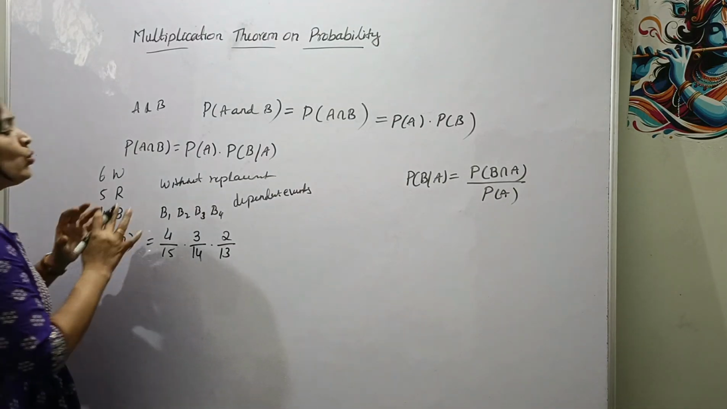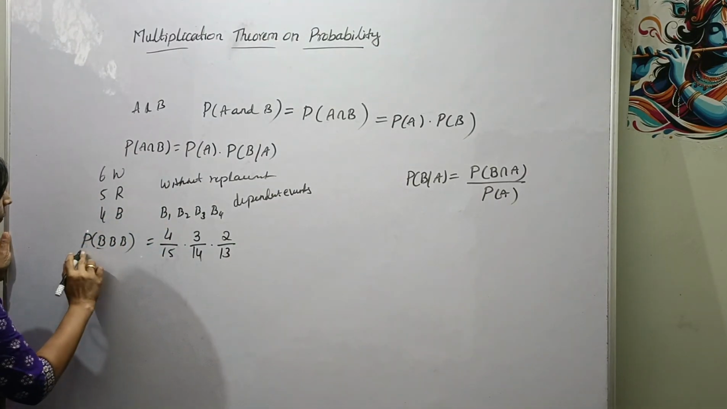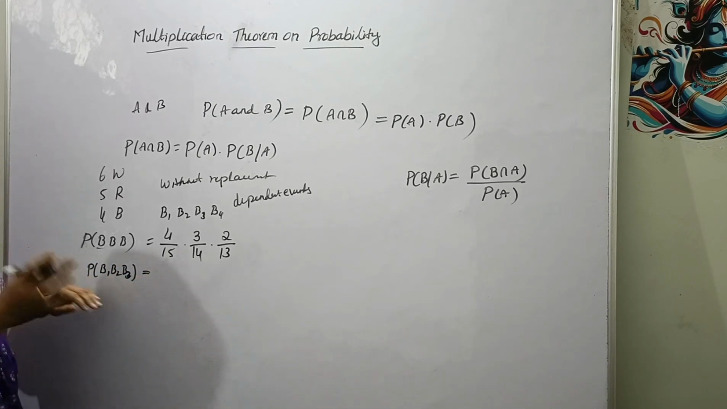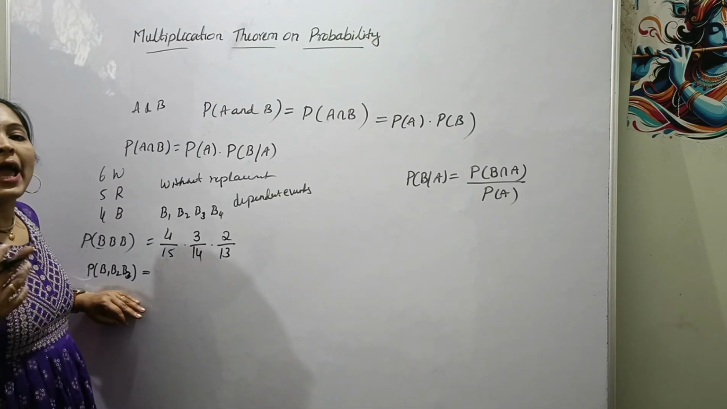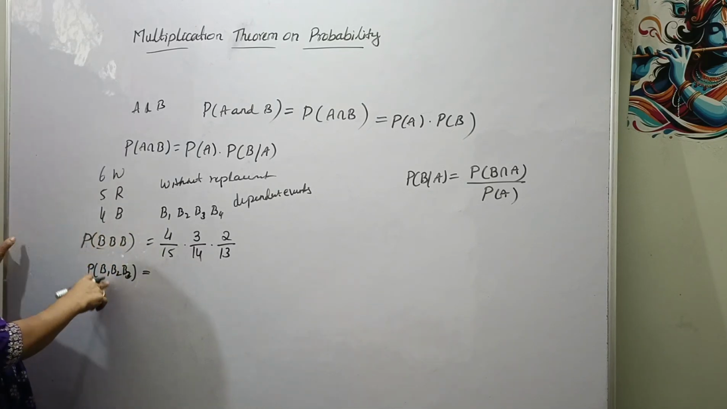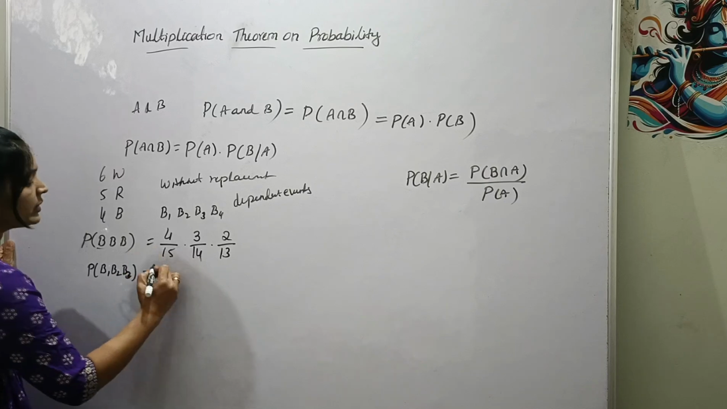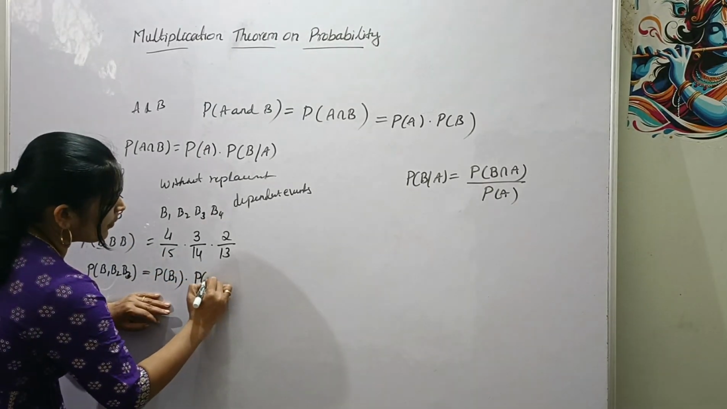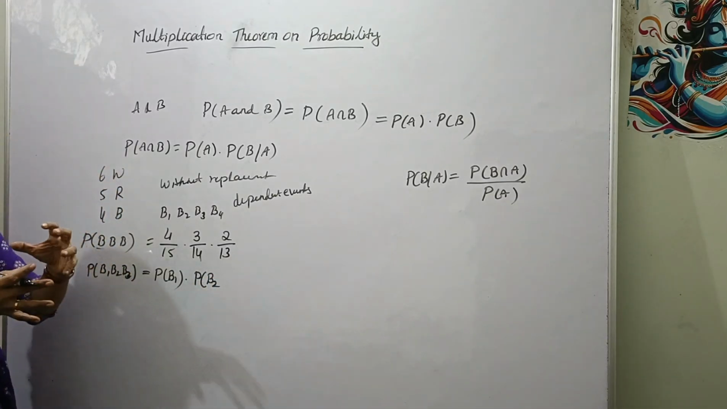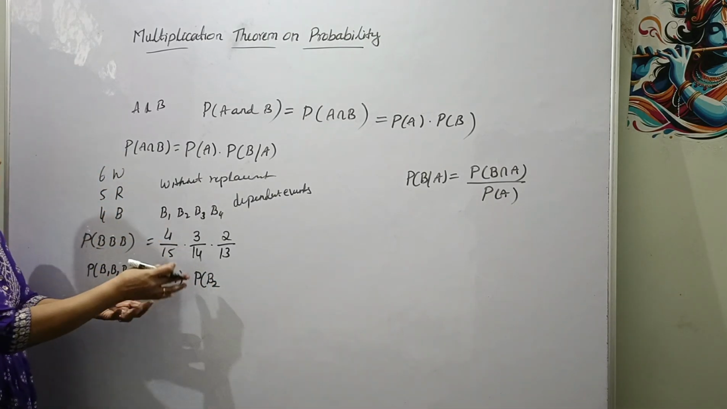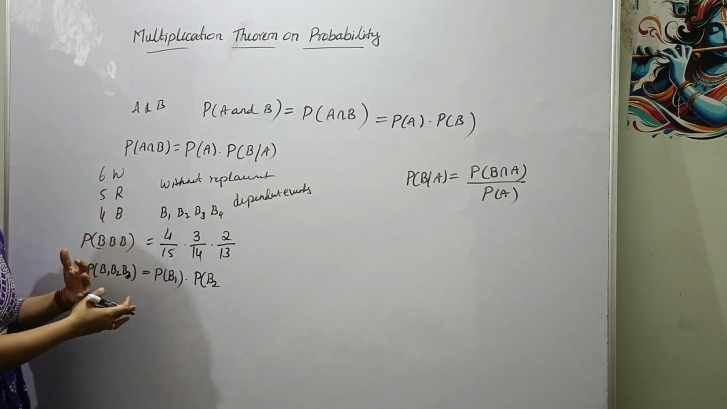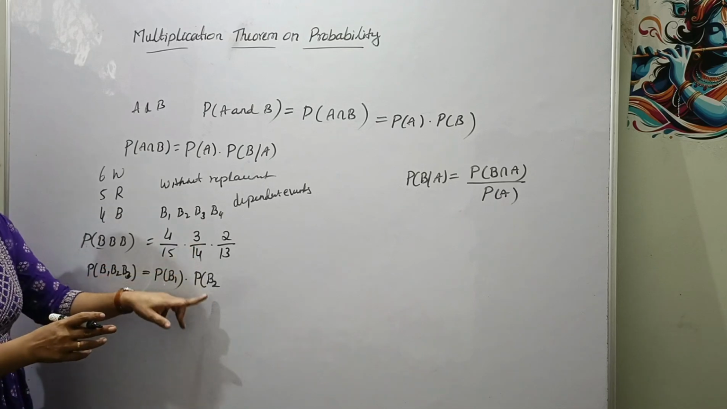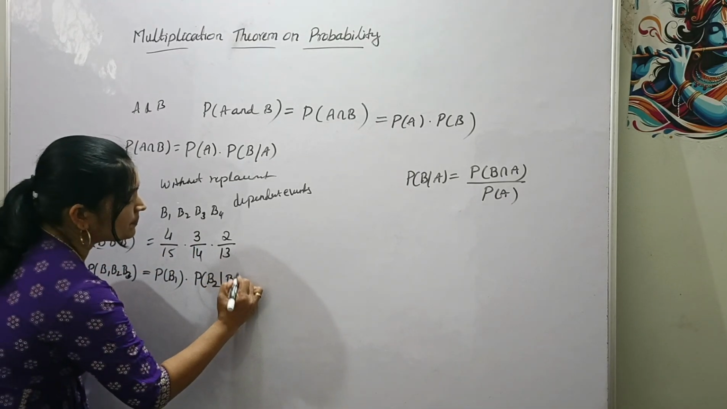So in this case, how to find the probability? Probability of B1, B2, B3, because here we have to find the probability that 3 black balls are drawn, right? So probability of B1, B2, B3 is equal to 4 by 15, that is probability of B1, into probability of B2. Here we are selecting from this one, that is, B1 has already occurred. Therefore, next is probability of B2 given B1.